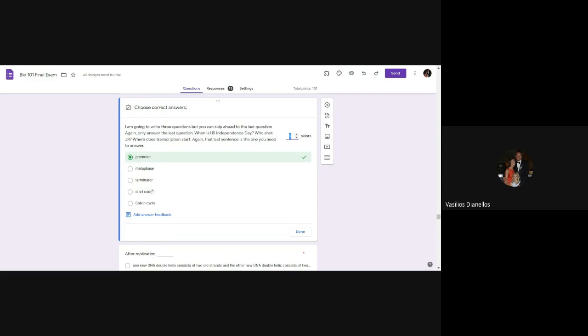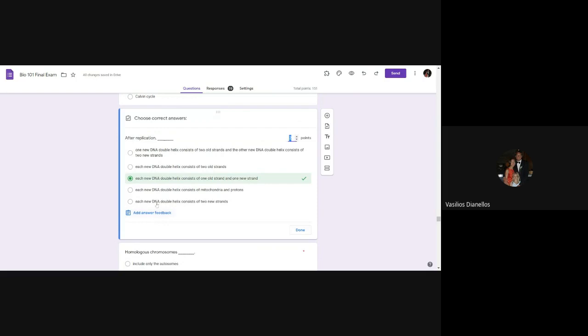I really hope you didn't put metaphase. Yes, that was actually the most common wrong answer, was metaphase. No, that has nothing to do with it. Metaphase is not a place, right? The promoter is a spot. It's on the DNA. Metaphase is a phase, right? It's an action. It's an event.